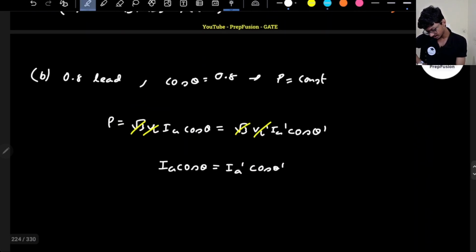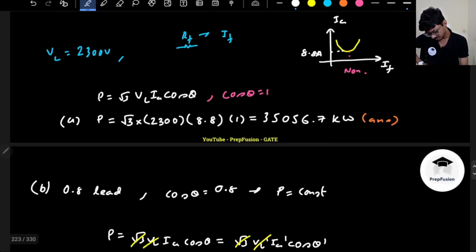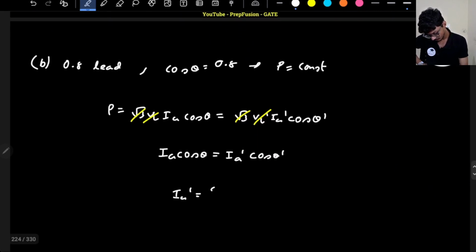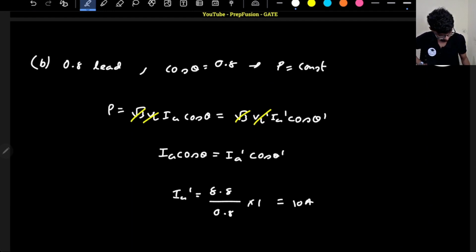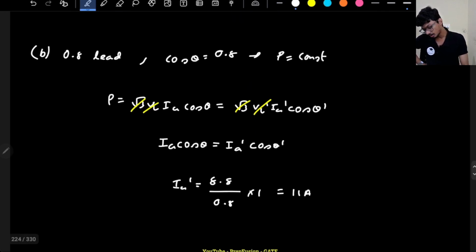So what will be the new armature current? IA dash will equal the previous armature current, 8.8, divided by the new power factor, 0.8, into the old power factor, 1. So 8.8 divided by 0.8 will be 11 amperes. Okay, so I have got my new armature current.